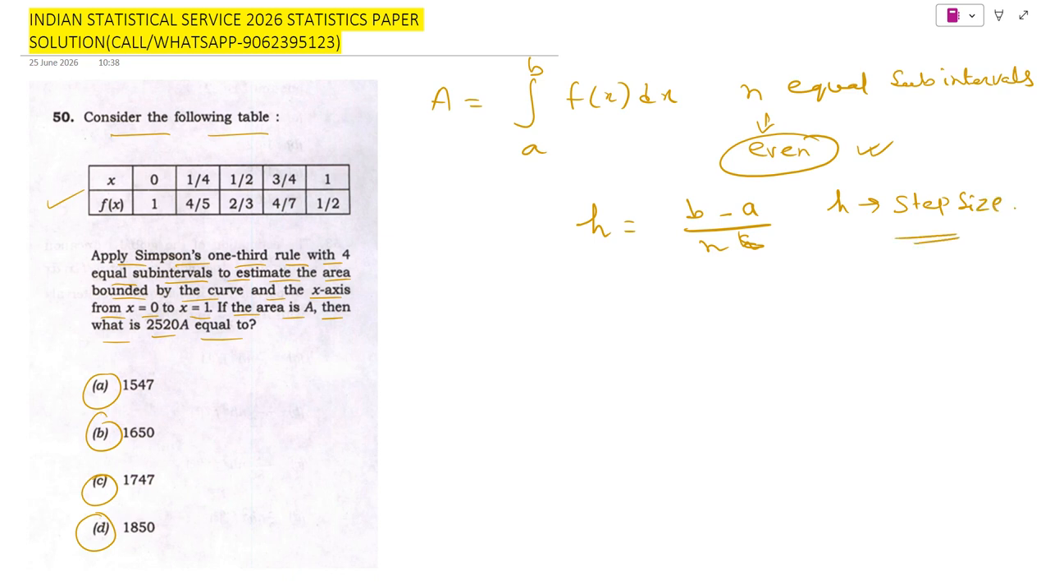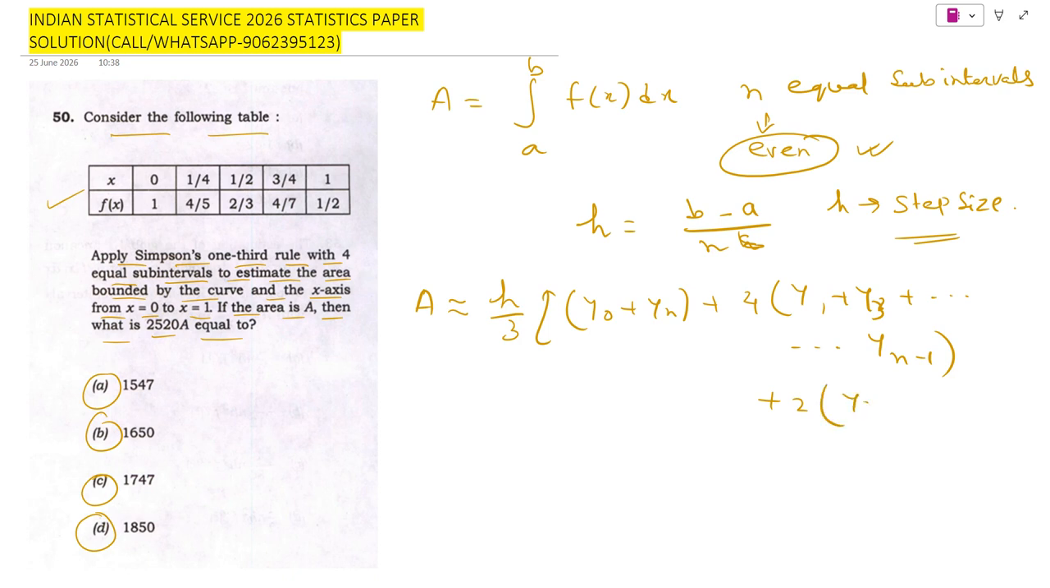And the composite formula weights the boundary and the internal coordinates following a distinct geometric pattern. So A is approximately h by 3 into [y0 plus yn plus 4 into (y1 plus y2, y3 plus this continues to yn minus 1) plus 2 into what? (y2 plus y4, and this continues to yn minus 2)]. Okay. Now, why does this specific configuration appear?